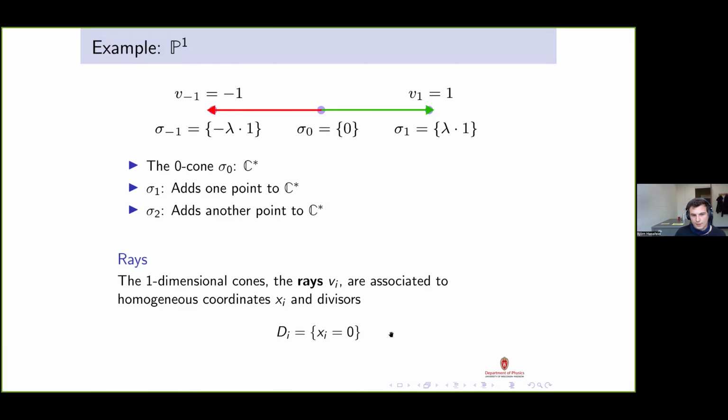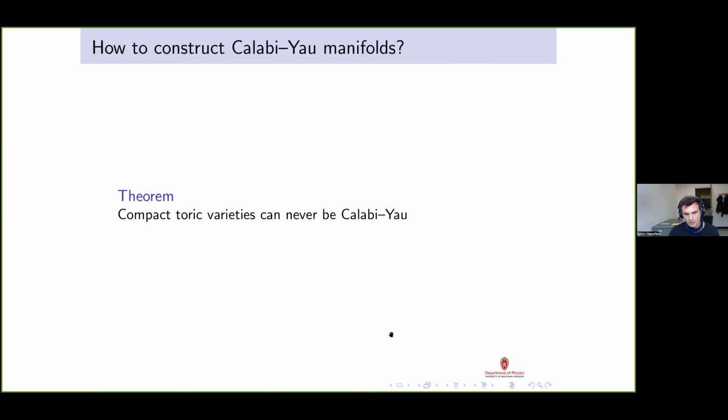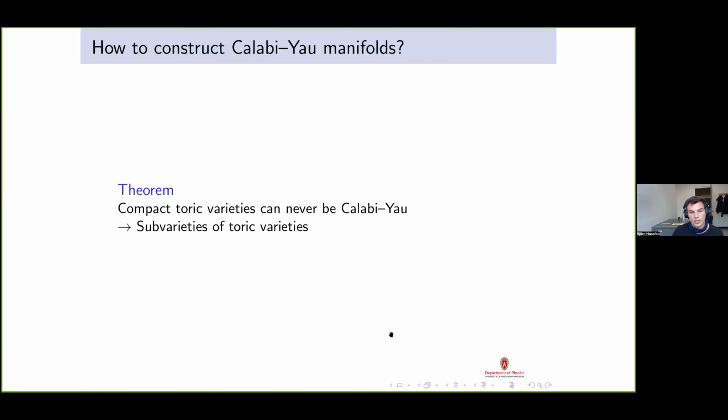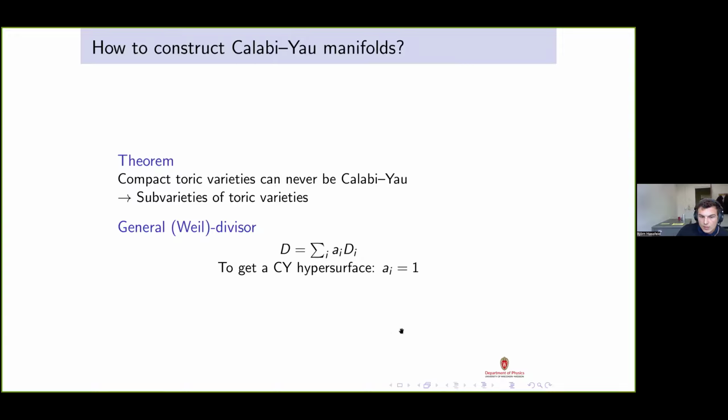So now that we have a rough understanding of what a toric variety is, let us construct a Calabi-Yau. So the problem is that there's a theorem that compact toric varieties can never be Calabi-Yau. So what you have to do is construct these Calabi-Yaus as submanifolds in these toric varieties. And the simplest thing you can do is construct at codimension 1, so as a hypersurface in a toric variety. And the way you do that is you use the general theory of toric varieties again, that tells you that the most general divisor you can write down, you can always write as a sum over these divisors D_i that you simply get by setting one of the coordinates to 0.